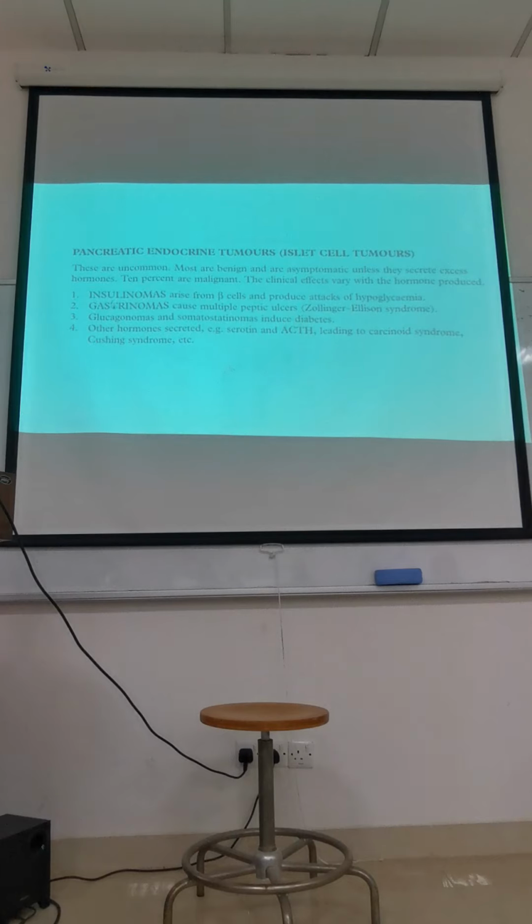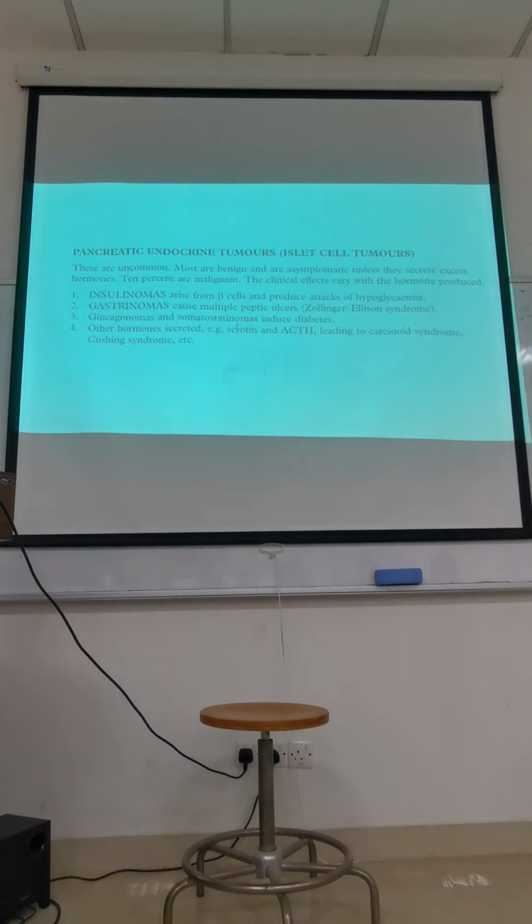If it is beta cell only, we say insulinoma, and that causes attacks of hypoglycemia and loss of consciousness, right? Gastrinoma produces peptic ulcer disease. It is a gastric tumor that acts on the stomach and produces more pepsin, so that more hydrochloric acid will cause an ulcer, right?